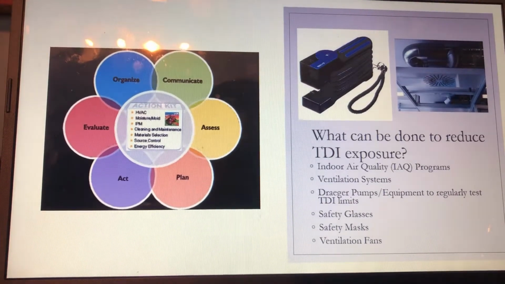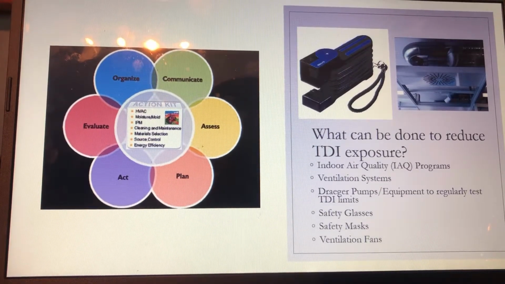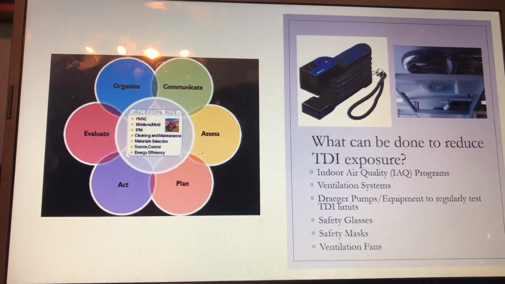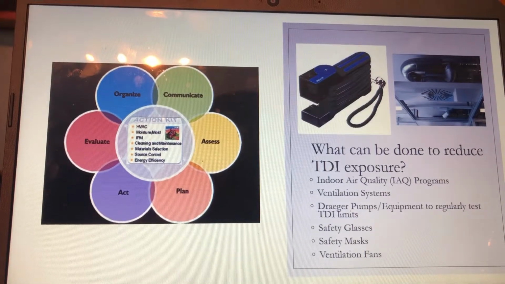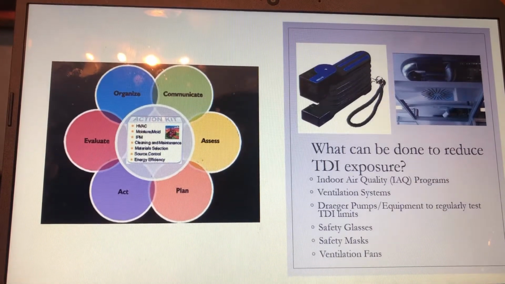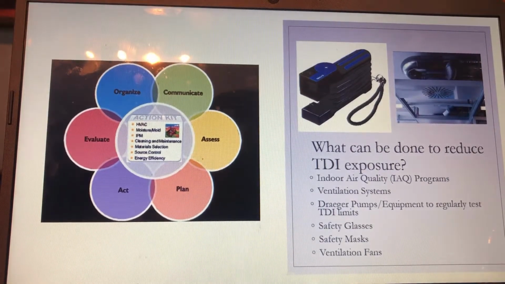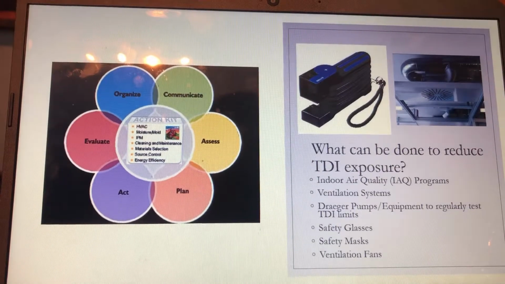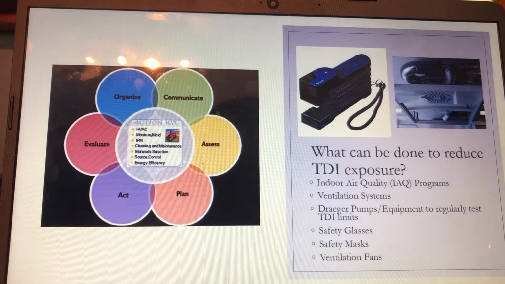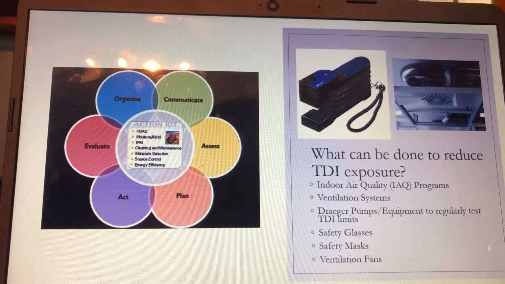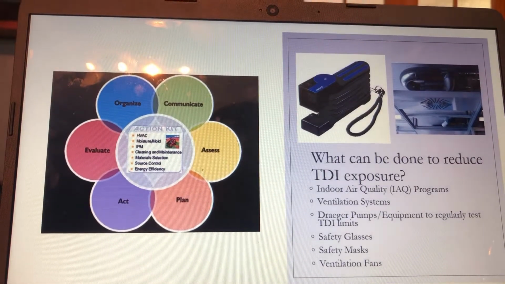Next, you could always add ventilation systems. When testing chemicals, it is always important to have ventilation systems, such as the air pump in the picture all the way to the right, or just having ventilation fans in general. Next, you could always have Draeger pumps or equipment to regularly test for TDI limits or chemicals in general. As you see in the picture above, you can see a Draeger pump. Draeger pumps are used to test TDI limits and air limits. While it is hard equipment to use, it is very, very important to use to test these limits.